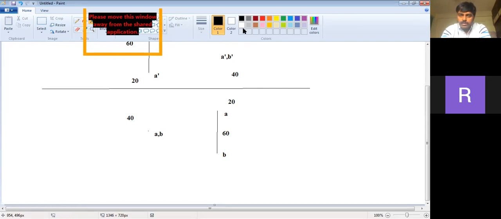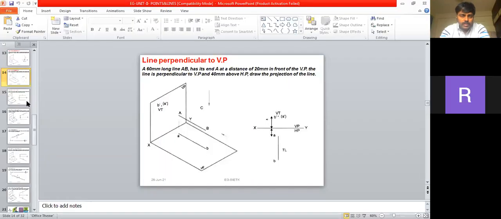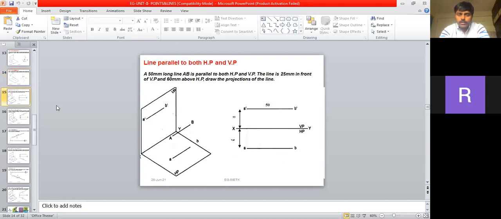Now let me see the third problem. Please make a note of this. Screenshot తీసుకోండి లేదు నోట్ చేసుకుంటూ వెళ్ళిపోండి. సెకండ్ ప్రాబ్లం this way we need to draw. Now third problem we are going. See here, third problem. See now, line parallel to both HP and VP. If they are saying line parallel to both HP and VP.